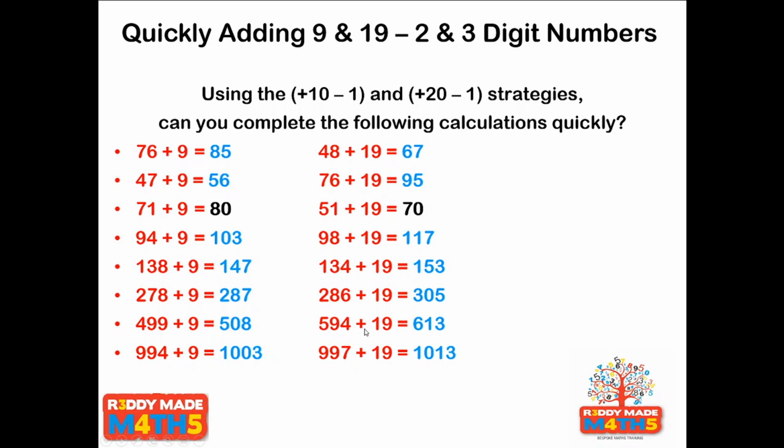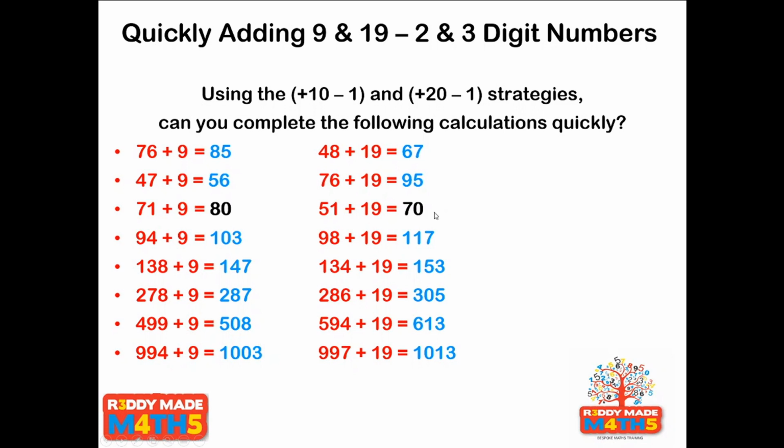The same with this one here. When we're adding 20, we're actually adding 2 tens. So we can go 594, 604, 614, and then subtract the 1. Or we can say, well, we've got 59 tens. We're going to add another 2 tens, therefore we must have 61 tens. 61 tens and 3 ones, 613. So that's just another thing we could be thinking about as we're doing these strategies.